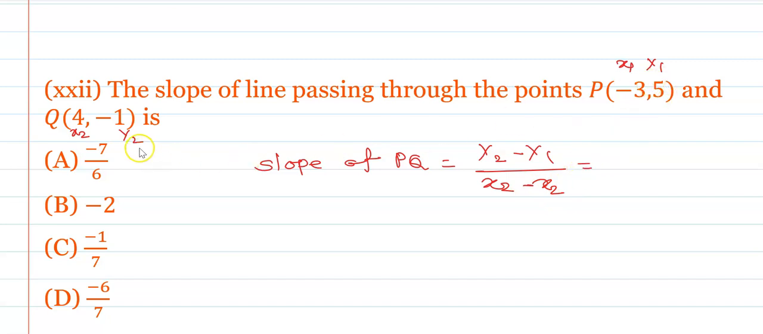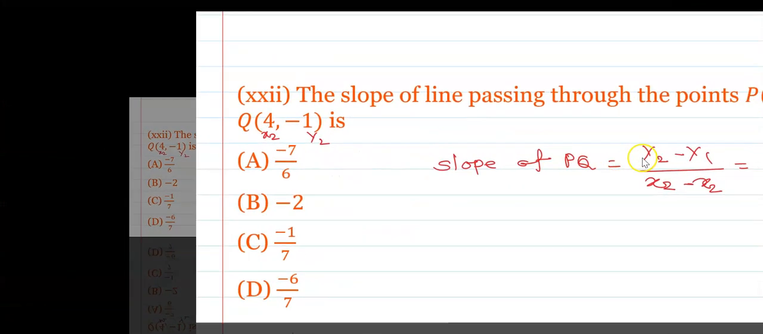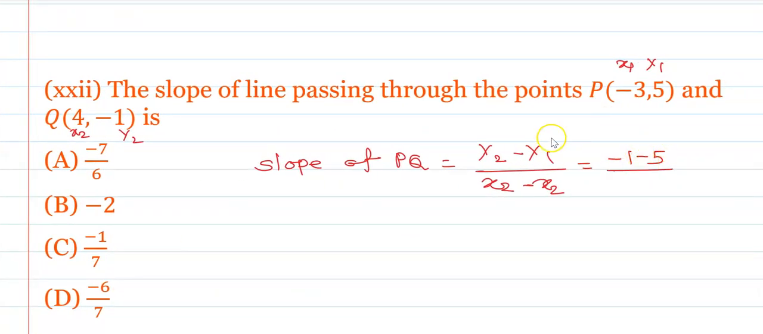Therefore, y2 minus y1: y2 is minus 1, y1 is 5, over x2 minus x1: 4 minus in brackets minus 3. Okay. And therefore, minus 1 minus 5 we will get minus 6. Minus and minus will become plus, that is 4 plus 3. You will get 7. Therefore, the slope of PQ is minus 6 by 7. And hence, option D is the correct one. Therefore, we will write it in this manner. That is question number 22, and option D is correct here.